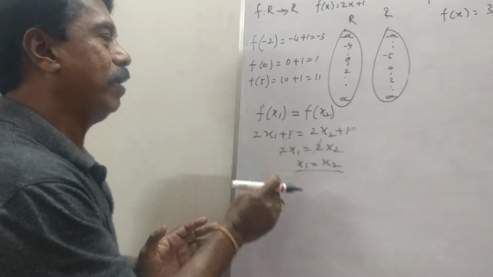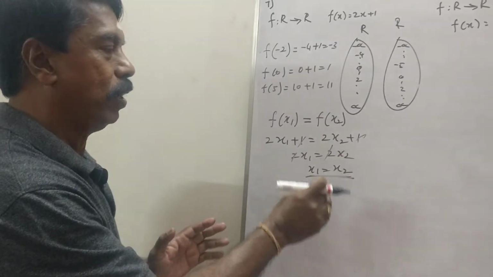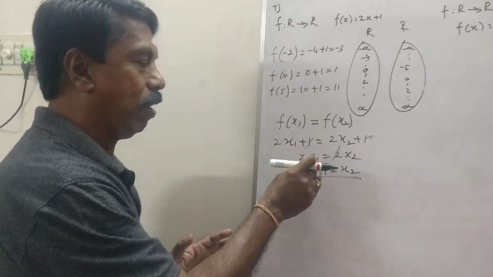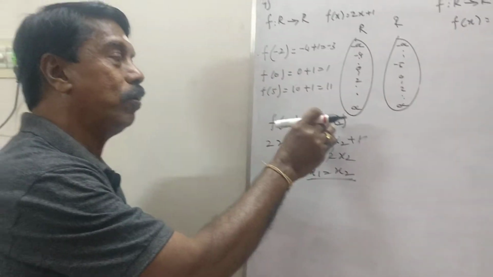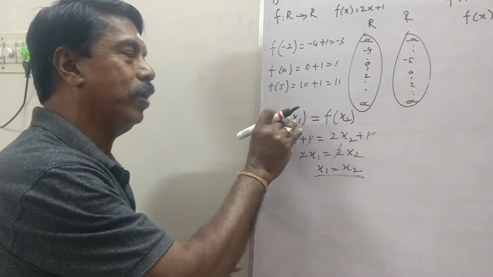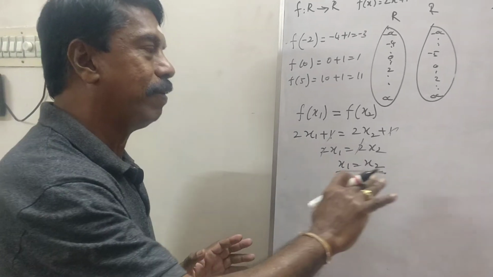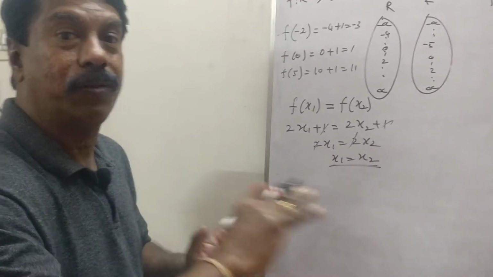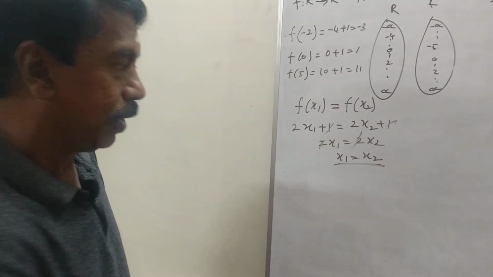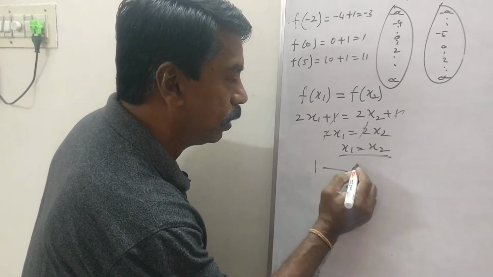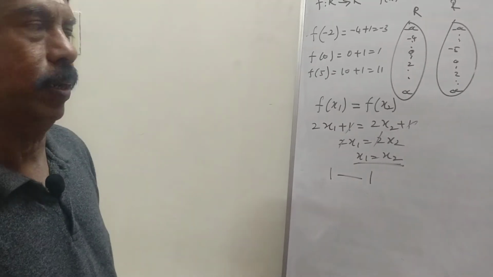Therefore, the image of x1 is f of x1, and x2, which is also equal to x1, has the image f of x2, which is equal to f of x1. It means every element is having different images. That means we come to a conclusion that it is one to one.